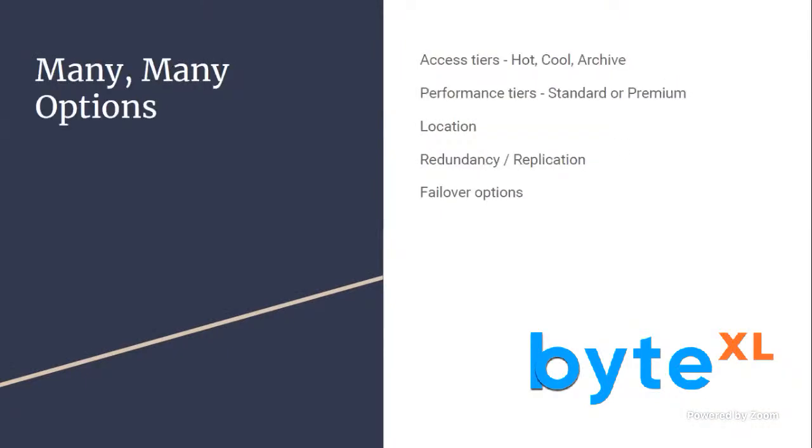So these are the different options available over there. To access the tiers: hot, cool, and archive; performance tiers: standard and premium. You can choose whichever location, redundancy, and replication you want to keep, and the failover options can be maintained.